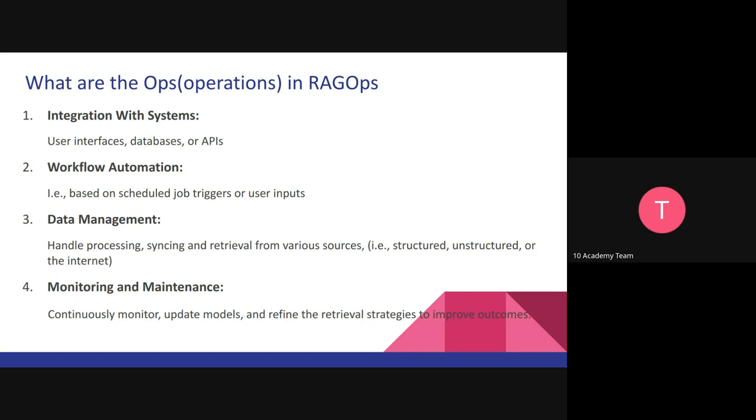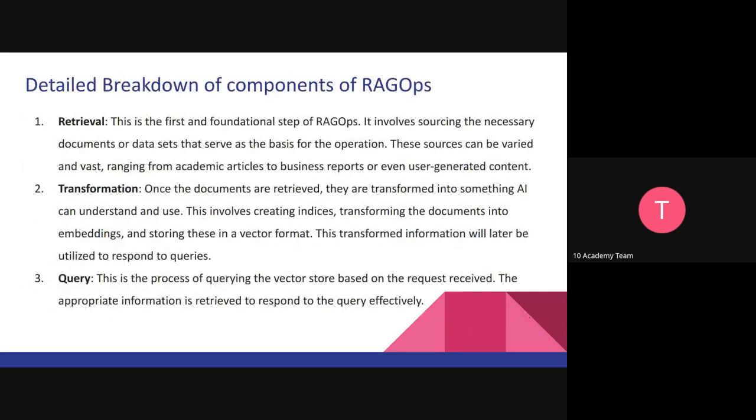So what are the operations in RAGOps? The first one is integration with systems. Our application is likely to have a user interface, or it could have a REST API. This integration is one part of the operations found in the RAGOps process. Then there is data management, which handles the data from the source. The source in an AI application could be a structured database, an unstructured database, or a vector database. So data management is part of the RAGOps operations. Then there are workflow and monitoring maintenance, where configurations are set up after the application is put in production level.